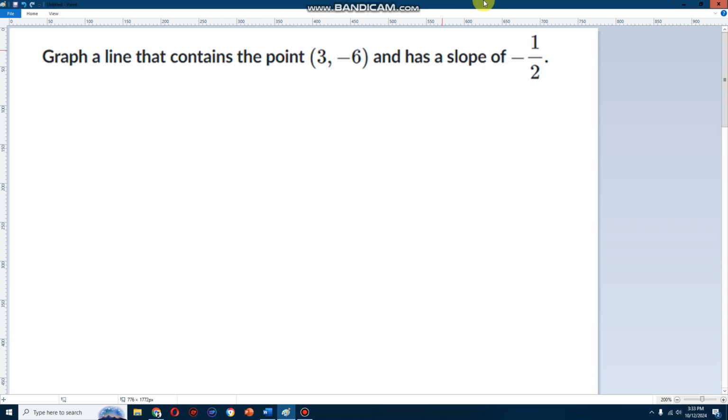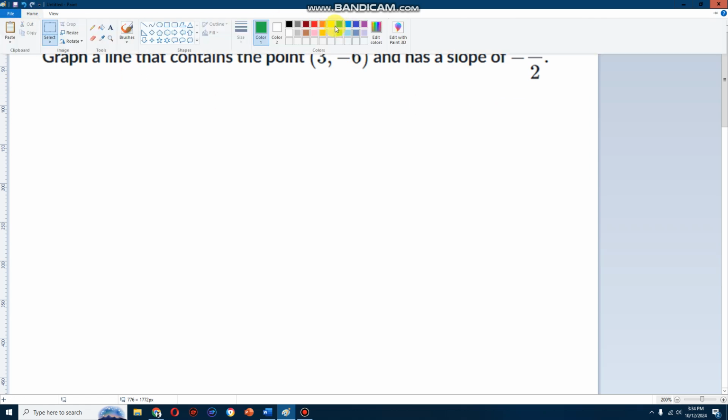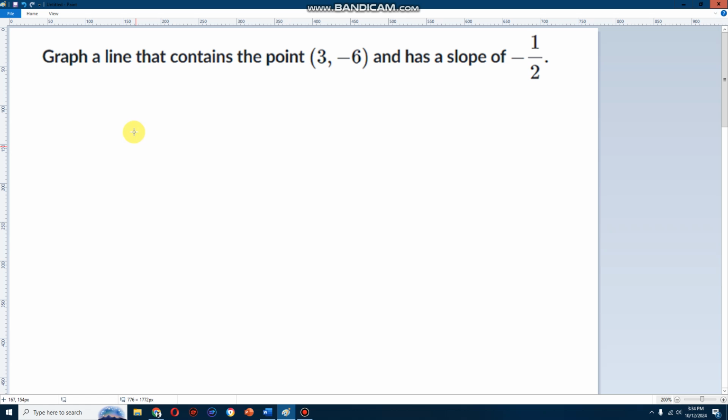Gosh, what do we have to do today? Let's see. Today I need to graph a line that contains the point (3, -6) and has the slope of minus 1 over 2, or minus half. Alright, let's do it. Let me get a nice red color here going, and my pencil, of course, selected.